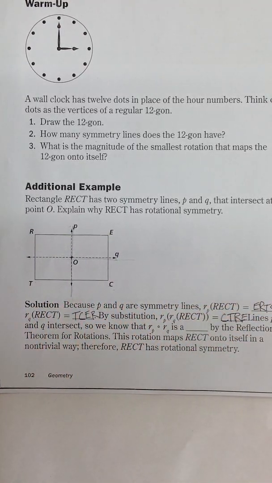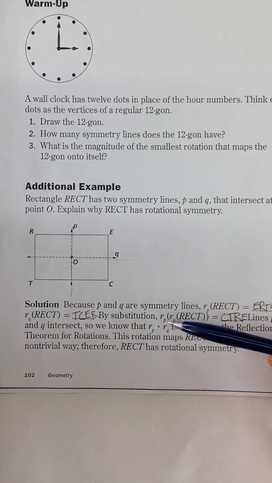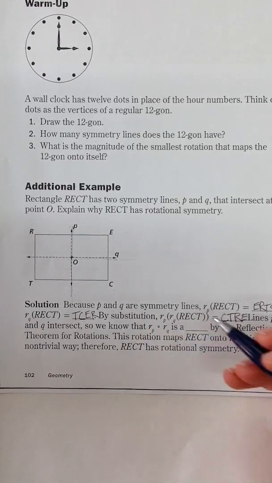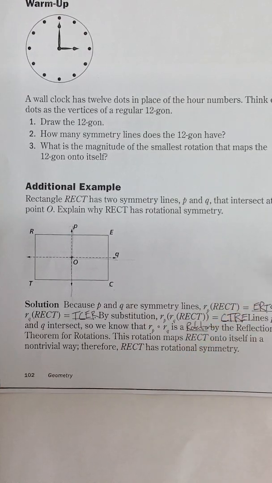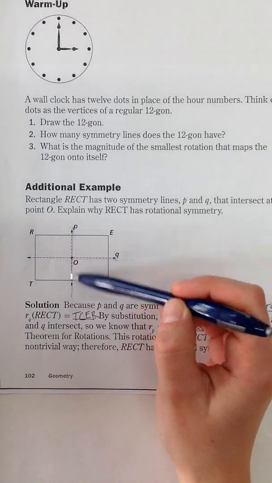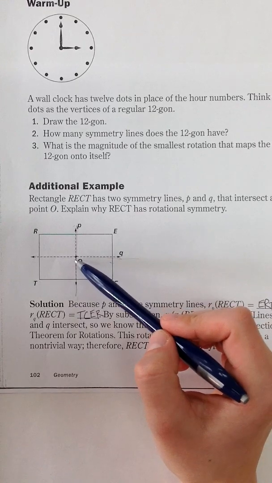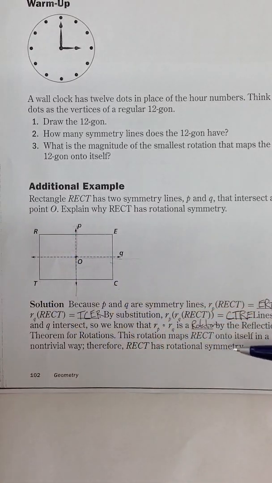Then it says lines P and Q intersect, so we know if we do a reflection over P following a reflection over Q, it is what? Well, that would be a rotation, since we are flipping over two lines that are intersecting each other, by the reflection theorem of rotations, which is a theorem we've had before. And then it says this rotation maps the original rectangle onto itself in a non-trivial way. It's just saying it's rotationally symmetric. Because we've got those symmetry lines and they cross in the middle, we can rotate it and get it back onto itself, because we're flipping over those two lines that are crossing there.